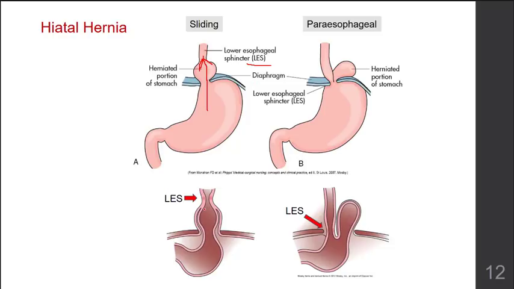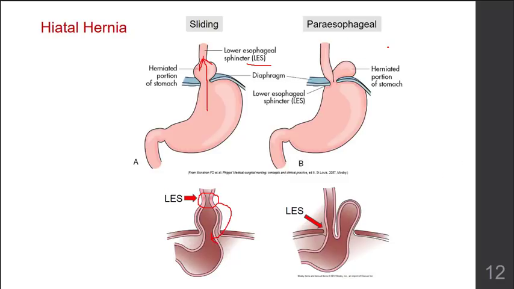So that's a sliding hernia, and here's another hiatal hernia. Here's another example here. This is showing you the diaphragm, and here is part of the stomach that's herniated upwards, and here is the location of the lower esophageal sphincter instead of below the diaphragm.